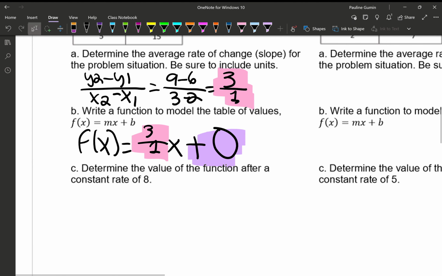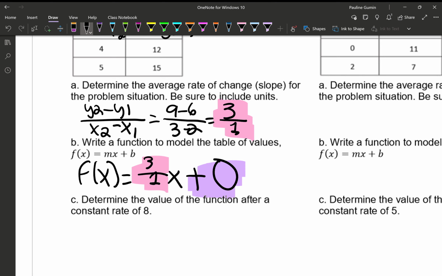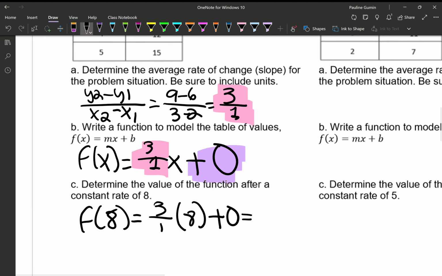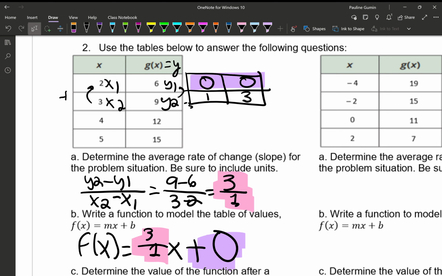Letter C asks us, determine the value of the function after a constant rate of 8. So what that means is we plug 8 into our x's. All right. 3 times 8 is 24, plus 0 is 24. Beautiful. Again, it was a little tough to see that y-intercept, but I did just go backwards on my table. I don't think on the quiz I plan on giving you anything without a 0 in it. So let's just keep that in mind.